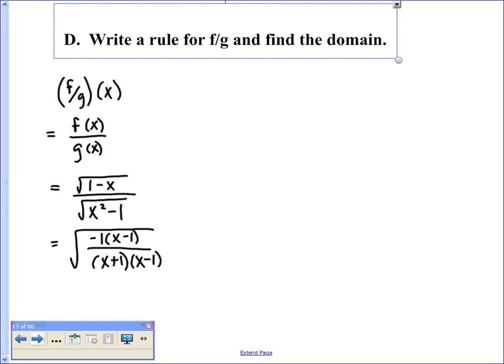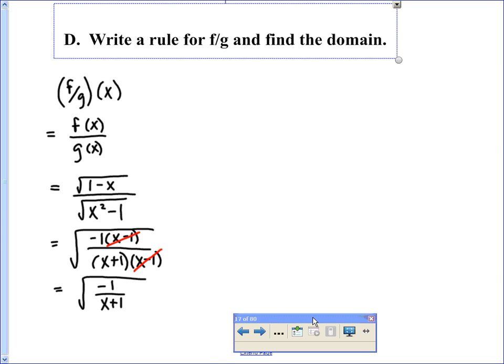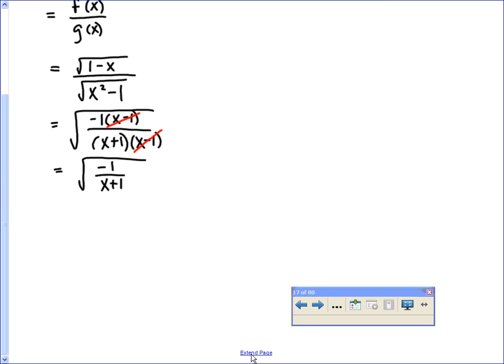So now again, you should see that the reason for doing that and factoring out that negative 1 is so that these two can cancel. And then once those two cancel, then we have the square root of negative 1 over x plus 1. If the directions were to simplify, then you would need to simplify this by rationalizing the denominator, which I'll do in a later slide, but I'm going to leave it like this for now. It is not completely simplified, but now let's go ahead and talk about the domain.